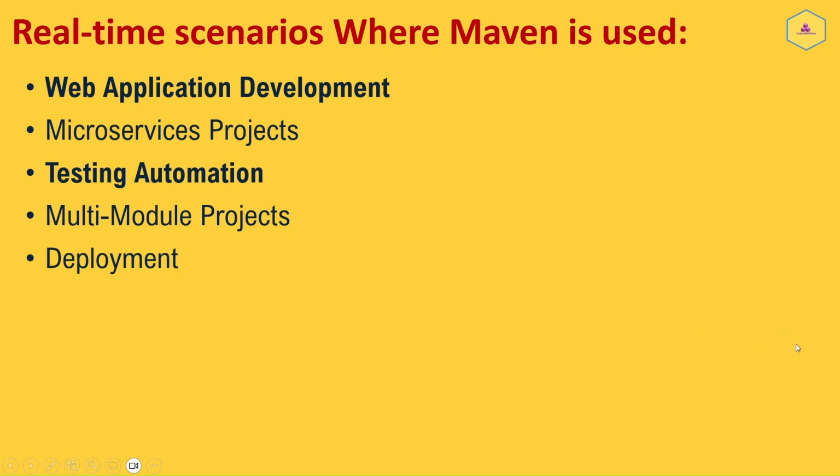In testing automation also, Maven is used, running JUnit test cases automatically during the build lifecycle. In multi-module projects, large enterprise apps, Maven manages multiple related modules, for example API, UI, and services, under one parent project. In deployment, Maven plugins allow packaging projects into jar or war and deploying to servers like Tomcat and JBoss servers.